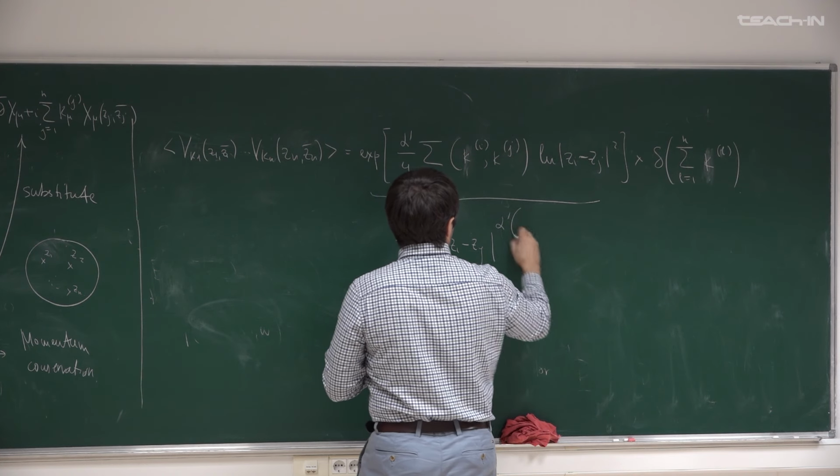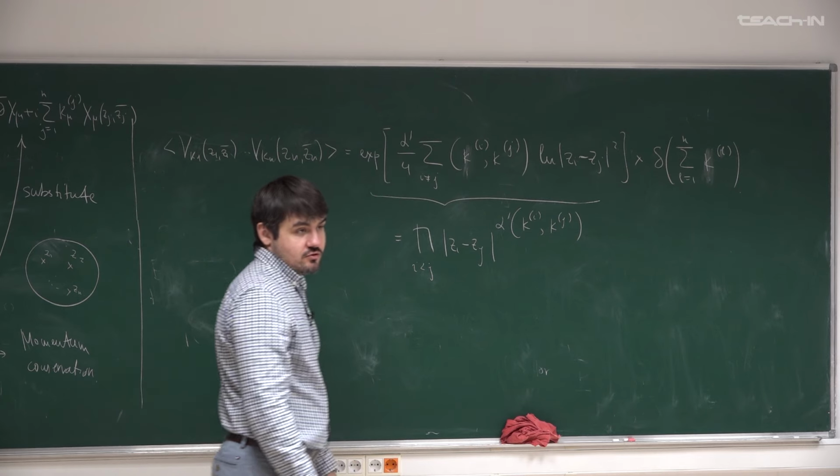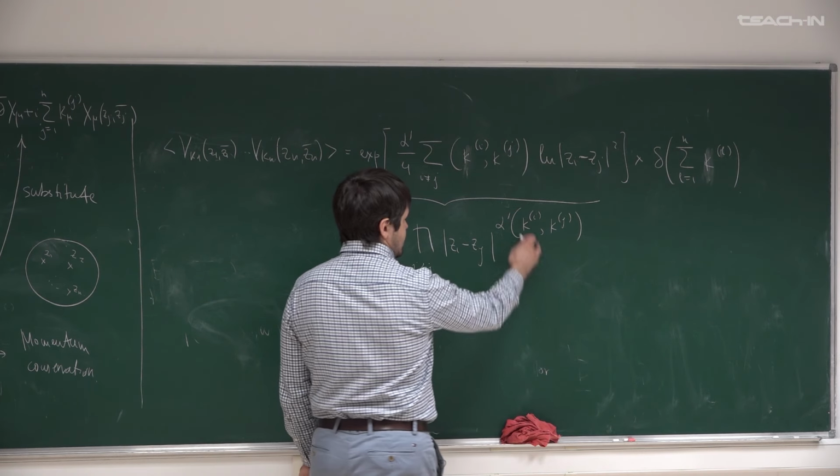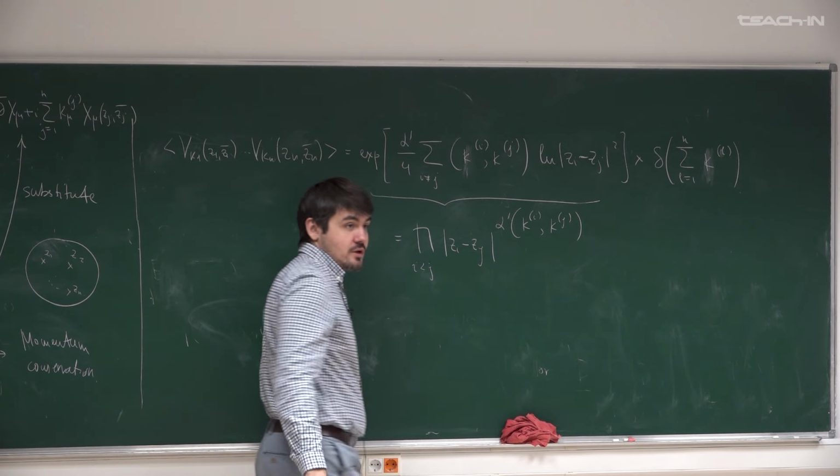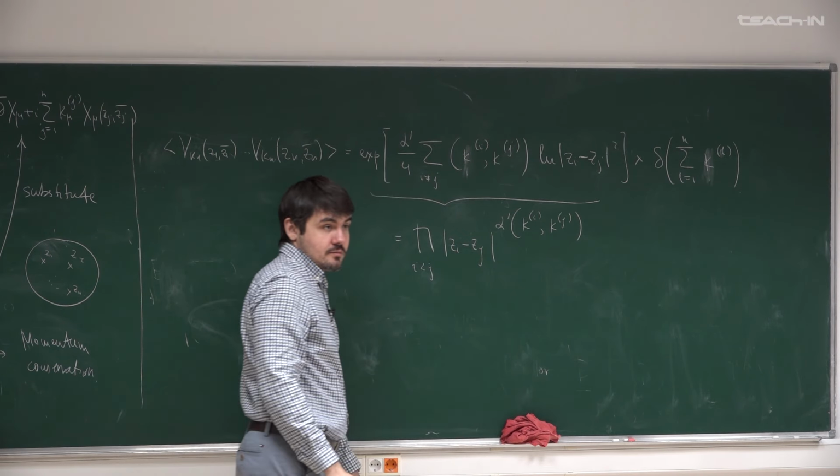You need α' here so that the exponent is dimensionless. Each momentum has dimension of mass, and α' has dimension of one over mass squared. The brackets mean scalar product in Minkowski space, I hope it's clear. So ⟨k, p⟩ is η_{μν} k^μ p^ν.